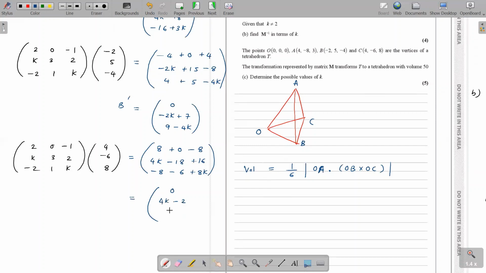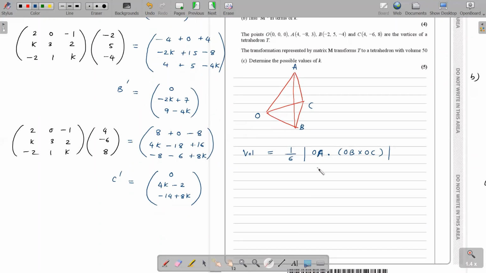4k minus 2, minus 14 plus 8k. So I have the new coordinates of ABC. Okay, so now it's time to use the volume equation A dot B cross C. You remember what's the way to get A dot B cross C? This is again a 3 by 3 matrix, right?